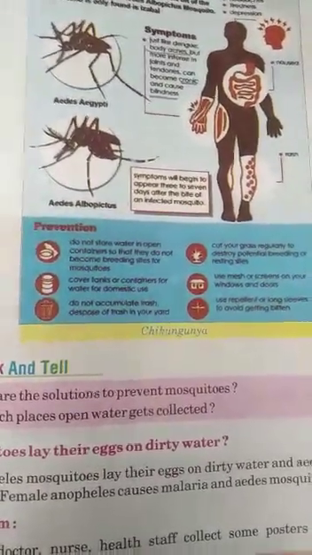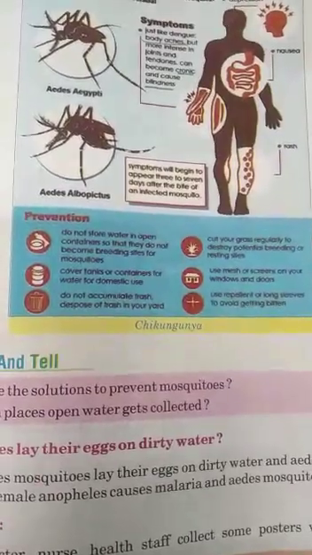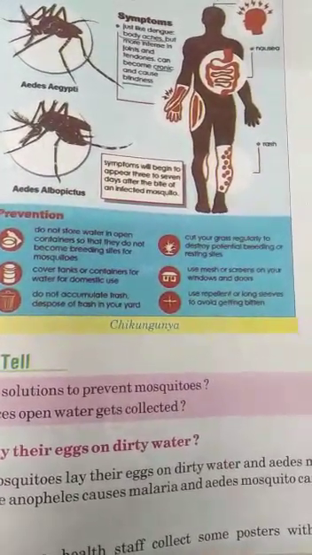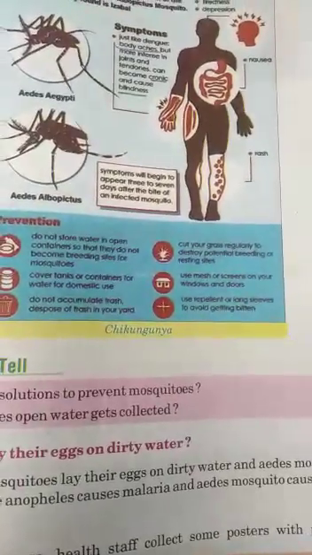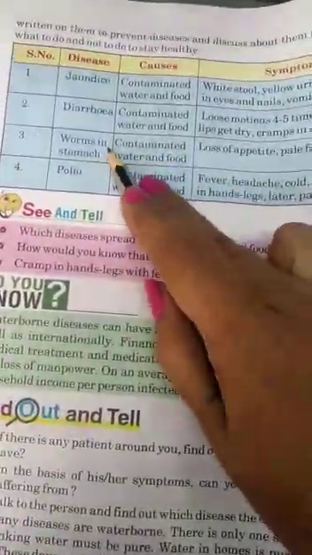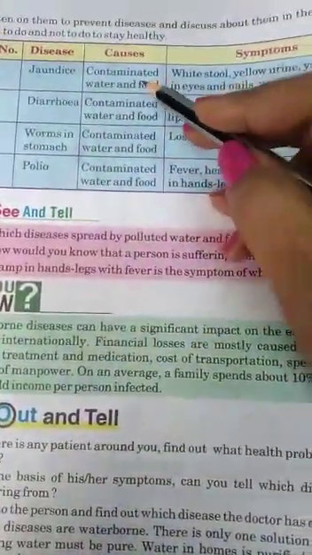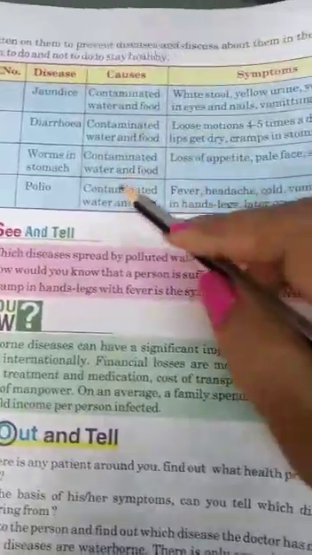Diseases like jaundice, diarrhea, and polio can be prevented easily if we use only clean, fresh, and pure water and food. So in your chapter there is a table of diseases: jaundice, diarrhea, worm infection, and polio. These diseases are caused by using contaminated water and food.